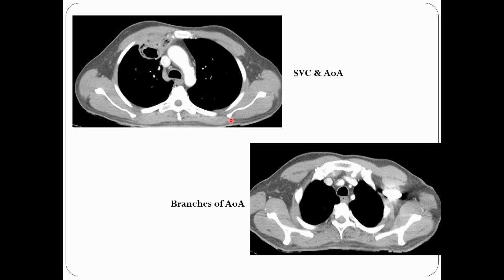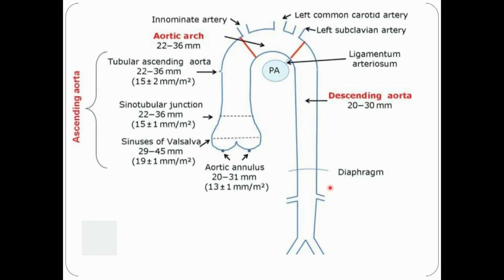Now coming to the superior mediastinum, here we can see SVC on the right side and aortic arch, and in this image we can see all the three branches of the arch of aorta.